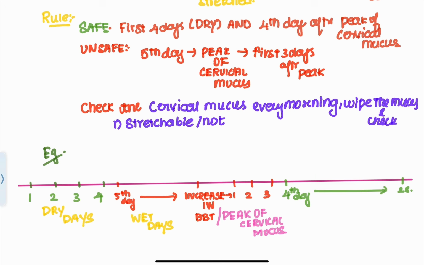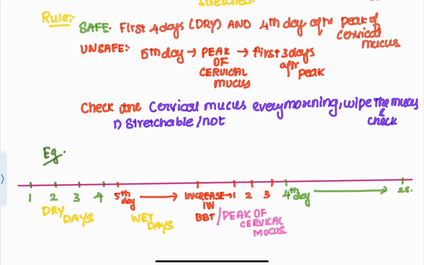thick and it is not stretchable. If it is thick and not stretchable, definitely ovulation has happened. So anytime around the day of ovulation, the female should avoid having coitus to prevent any conception. Right? So I told you, the first 4 days, those are the dry days, those are safe.